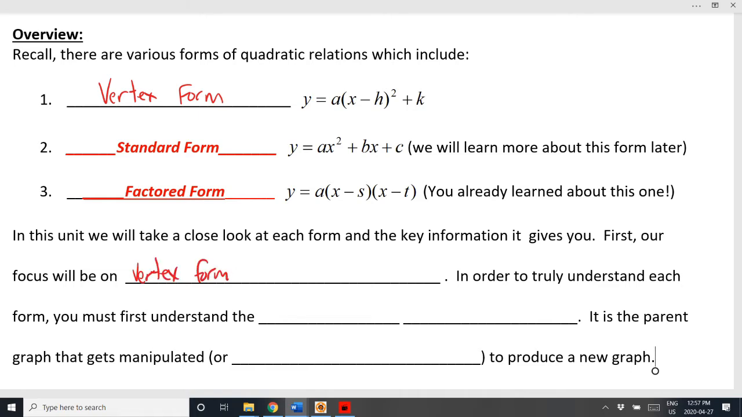And let's try writing that out. The form is y equals a(x minus h) squared plus k. Looks complex, but when we break it down, it's really not so bad. In order to truly understand each form, you must first understand the parent function. As you recall, y equals x squared. It is the parent graph that gets manipulated, or in other words, transformed to produce a new graph.